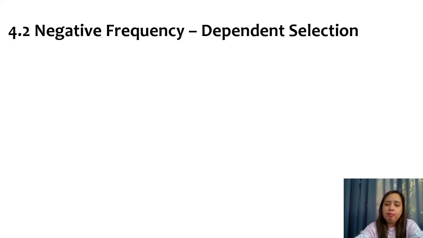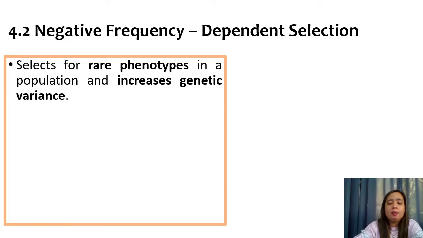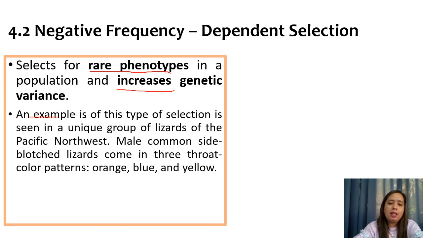Now, let's look at negative frequency dependent selection. Here, it selects rare phenotypes. I'm so rare, as Selena Gomez said, in a population. And because the rare ones are being favored, it will now increase the genetic variance. An example of this type of selection is the unique group of lizards in the Pacific west, which we call the side-blotched lizards.